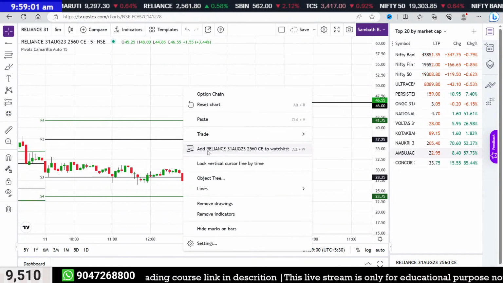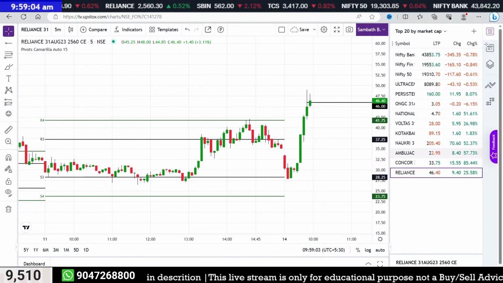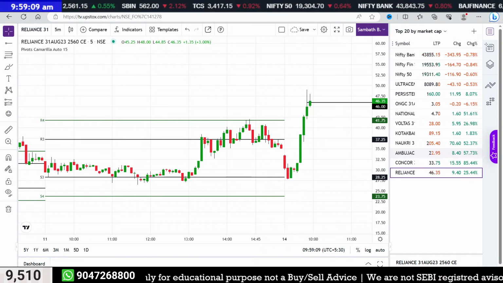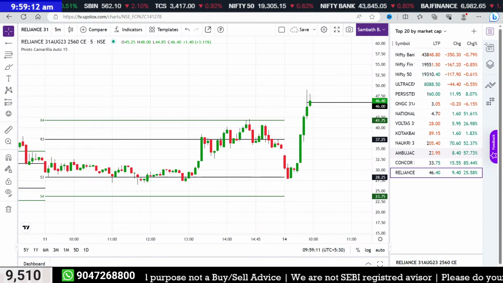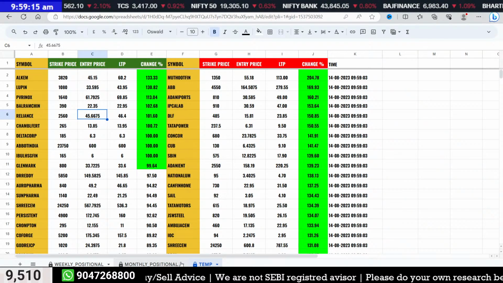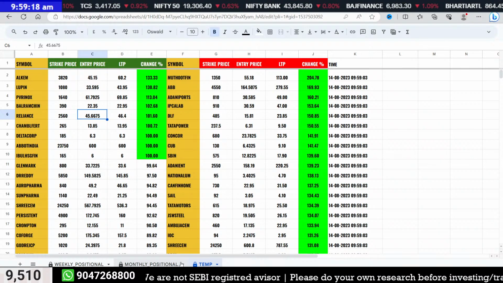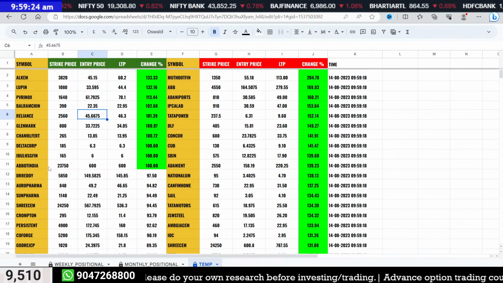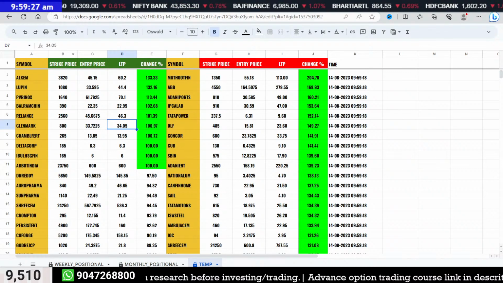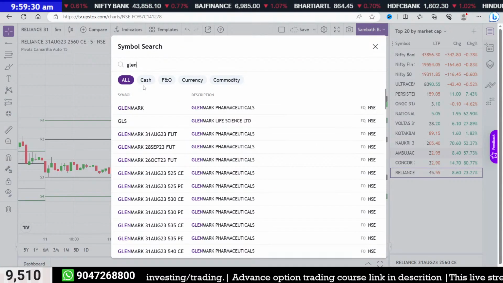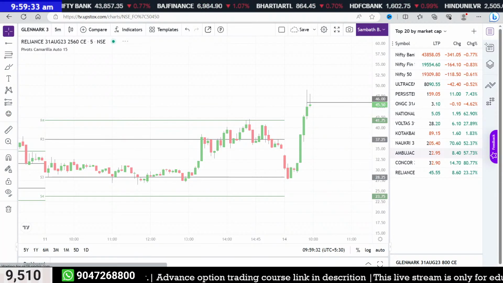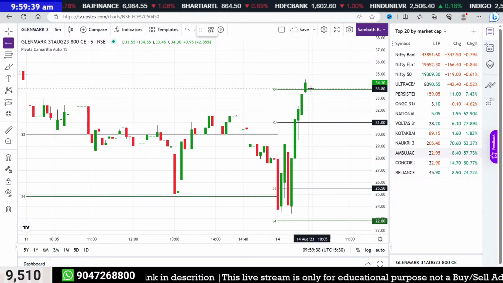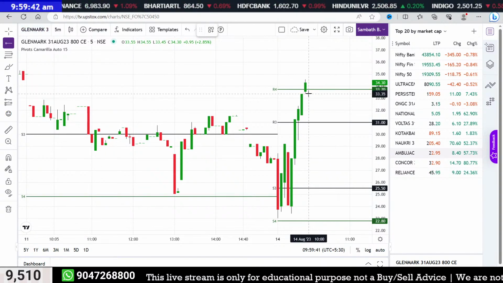Okay, so this one. Glenmark 800, 33. Is it liquid or not? Where is Glenmark? It's 34 now. In the temporary sheet it is 800, 33. So that should be a great opportunity. Maybe if it crosses 33.5, we can go for it.